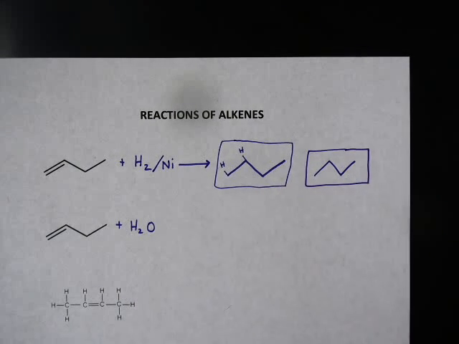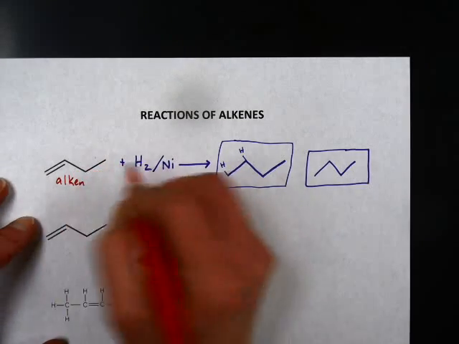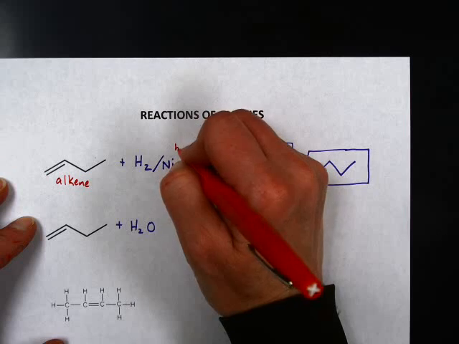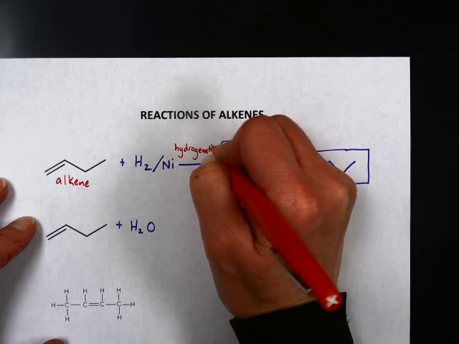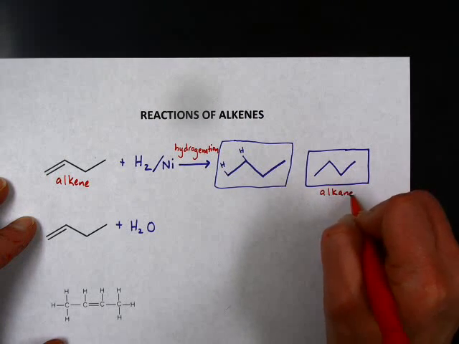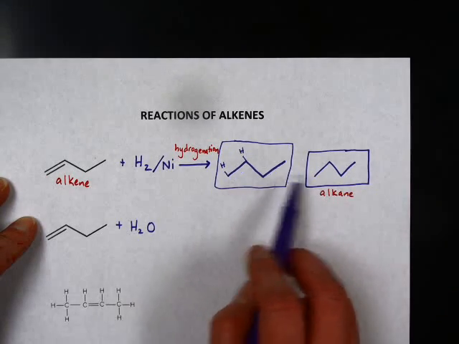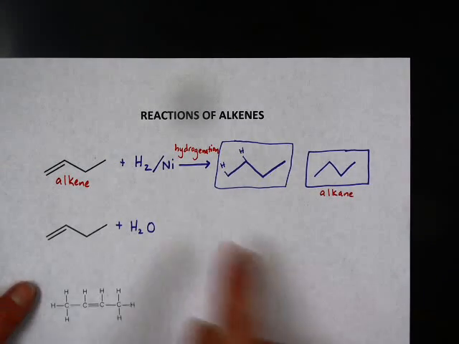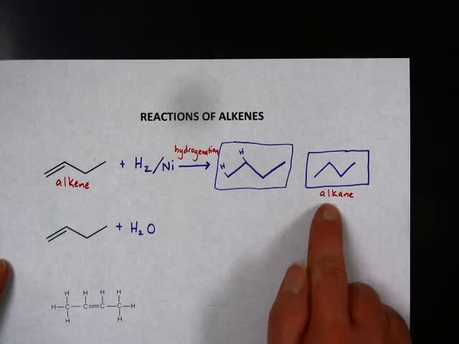Pay attention to what kinds of compounds these are so you can start noticing patterns. This is an alkene. This, as we said, is hydrogenation. When you do that, you produce an alkane. When you hydrogenate an alkene, what you get is an alkane.